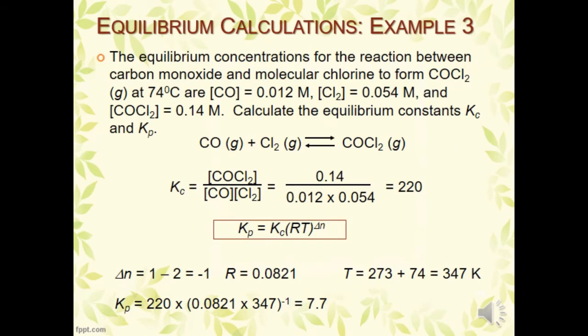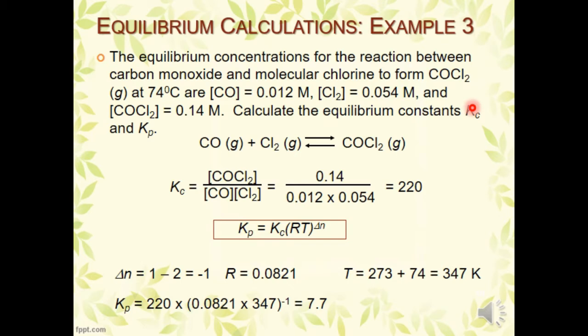So the third example here is the reaction of carbon monoxide with chlorine forming phosgene, COCl2. At equilibrium, each equilibrium concentration is given here: carbon monoxide, chlorine, as well as the phosgene. So the question is to calculate the equilibrium constants Kc and Kp. You are asked to calculate both Kc and Kp.